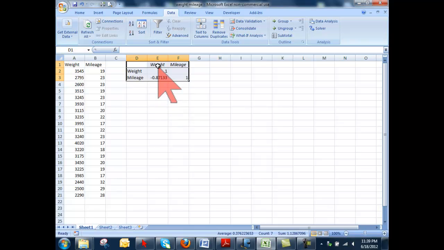So the correlation between weight and weight is actually 1. I mean, those are perfectly related. They're the same variable. The more interesting thing that I was looking for, the correlation between weight and gas mileage, now I see is negative 0.87 approximately. And so without too much work, if you have the data in Excel, you can get the Pearson R, or the linear correlation coefficient, between those two variables.